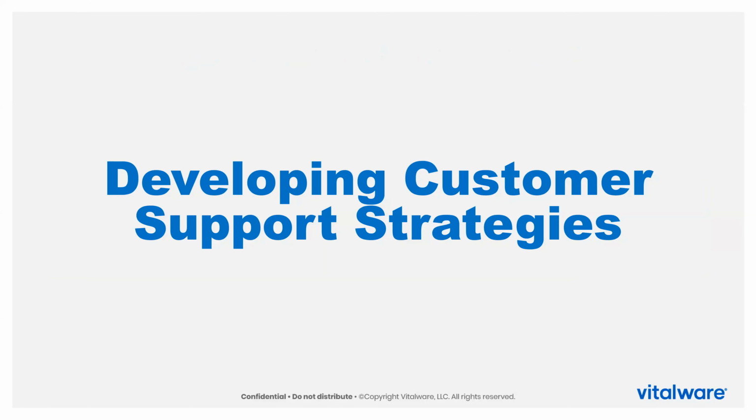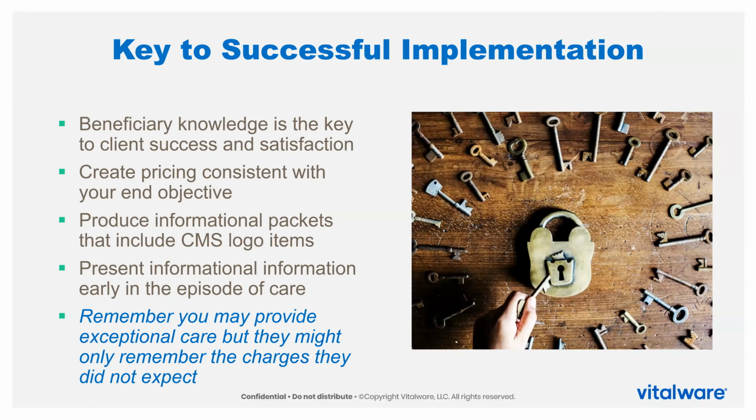Support strategies. I like this one with the keys because that's probably the moving pieces in this. The beneficiary knowledge is key to the success. Create pricing that's consistent with your end objective, which is basically to cover your costs. Produce informational packets. Use the CMS logo. Present your information early in the episode of care.